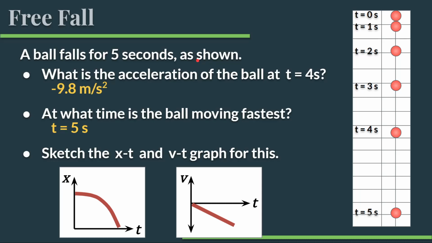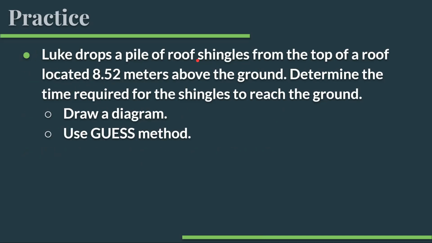All right, so we're going to do a couple of practice calculations, because yesterday we were just kind of getting the hang of it. It's the same process though as all of the acceleration stuff. So this one, again, if you want to copy some of these down, I think we've got 3 or 4 of them in here. But this one says Luke drops a pile of roof shingles from the top of a roof located 8.52 meters above the ground. Determine the time required for the shingles to reach the ground.